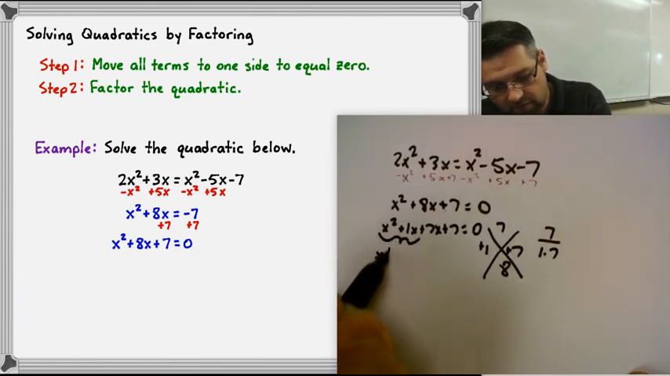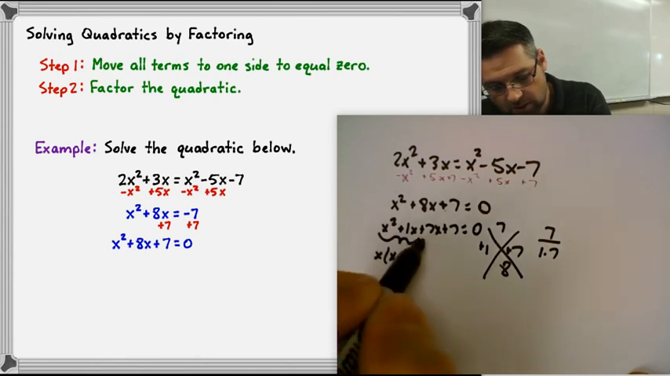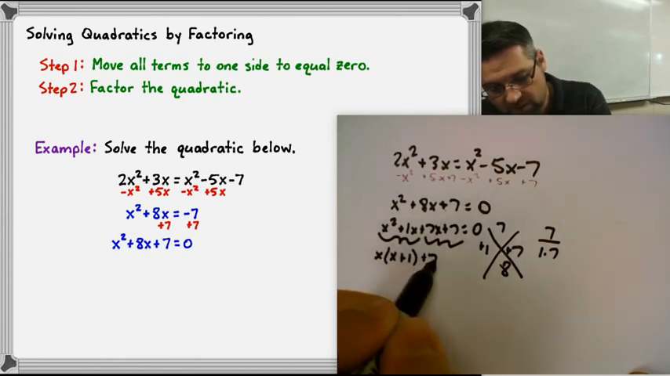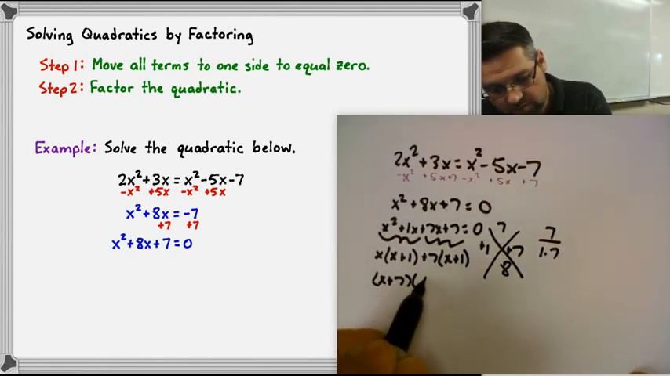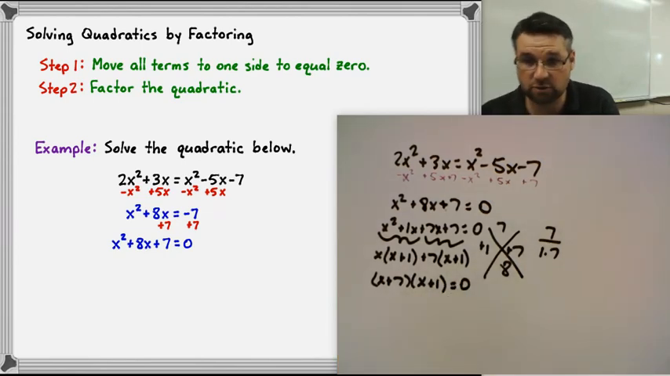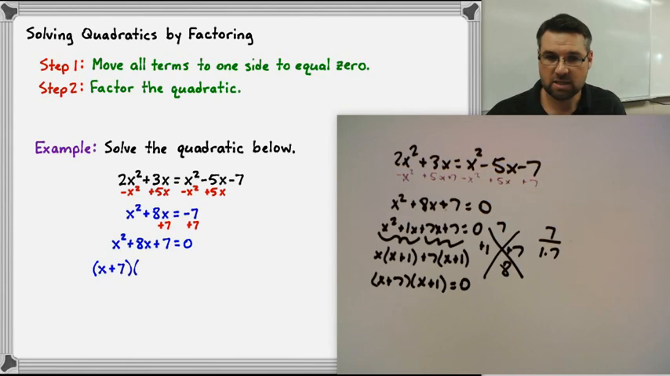So the GCF there is x times x plus 1. The GCF there is 7. The leftover is x plus 1. And then our factors would be x plus 7 times x plus 1. And that's still equal to 0. So there, I factored it. I got x plus 7 times x plus 1 equals 0. That's step 2, factor the quadratic.